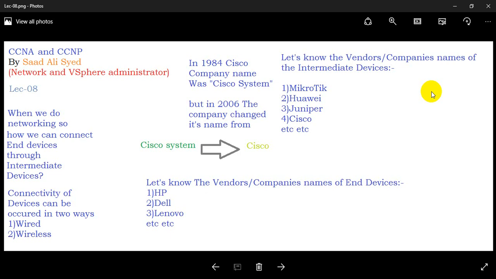Another thing is that if you talk about laptops, HP is a brand, Dell is a brand, Lenovo is a brand, but HP is the most popular in creating end devices, especially laptops, PCs, etc. So this was lecture 8. Let's move forward with lecture 9.